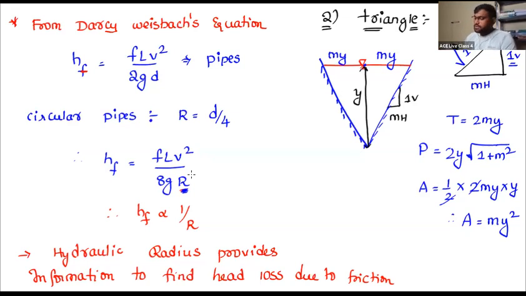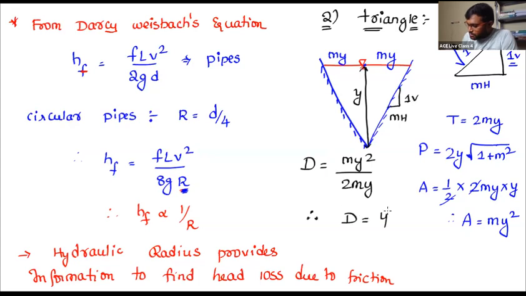Okay. So now, once we know this, what is hydraulic depth? Please tell me. Hydraulic depth, D, is nothing but A by T, which is my square by 2my. So what is the hydraulic depth? The hydraulic depth is equal to y by 2.